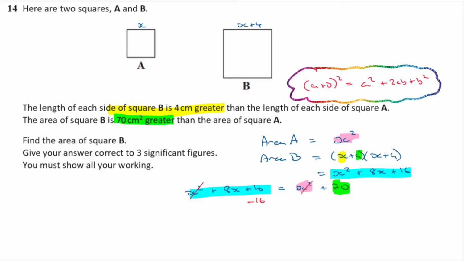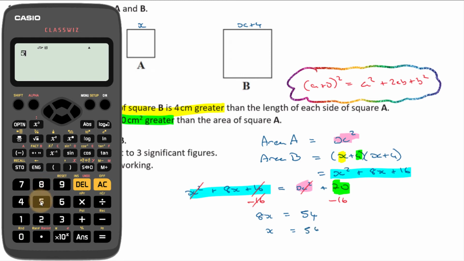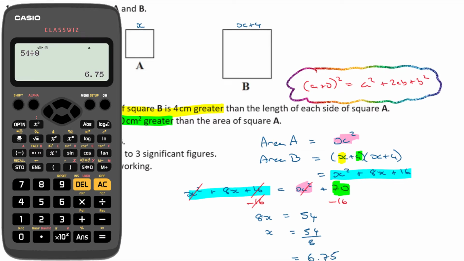So if I take 16 away from both sides, I'm left with 8x, because they'll cancel, leaving you 8x. And on the other side, I'm going to get 70 take away 16, that is 54. And then x is 54 divided by 8. 54 divided by 8 is 6.75.